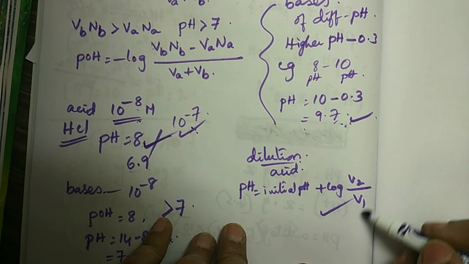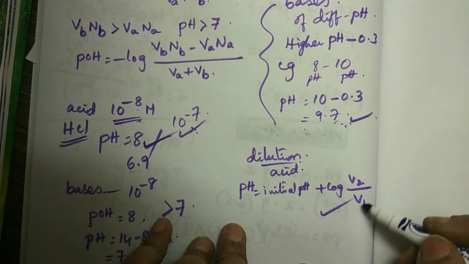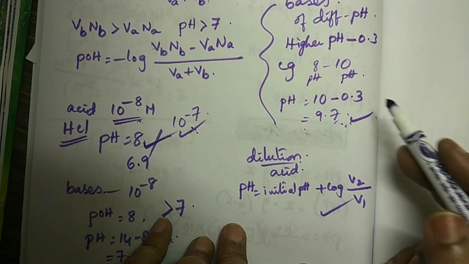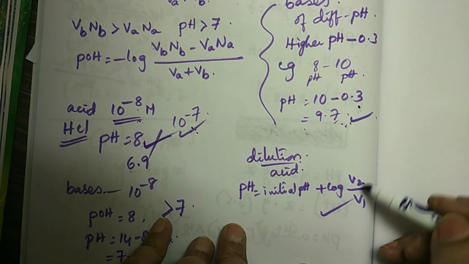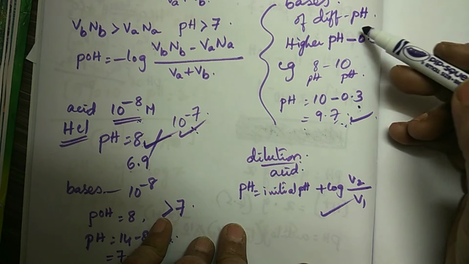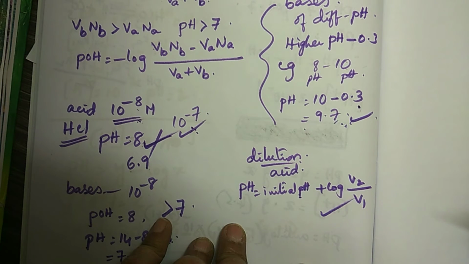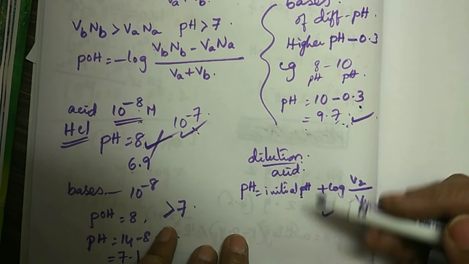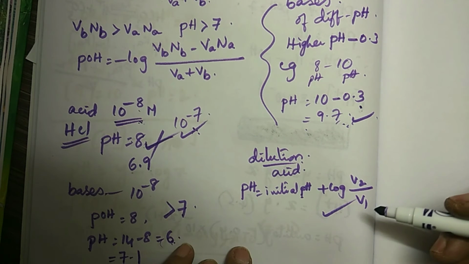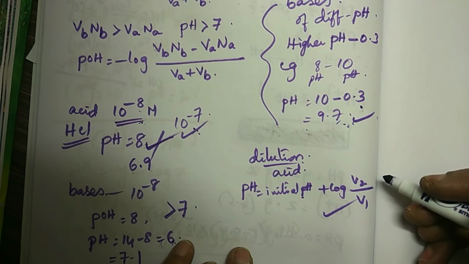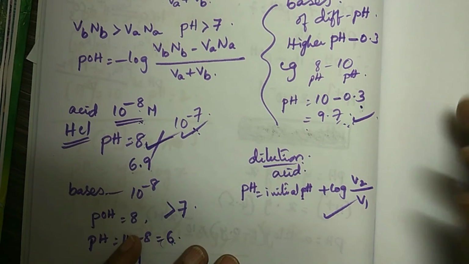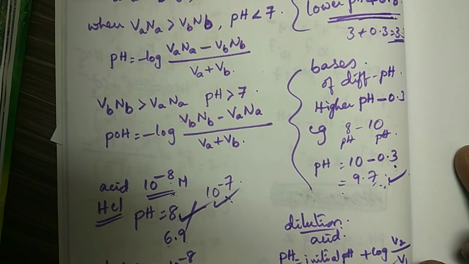If equal volumes are taken, V2 will be double of V1. So it becomes log 2. Log 2 value is 0.3. So 0.3 will be added to the initial pH. Okay. These are all the important points. We will do some problems based on all these formulae now.